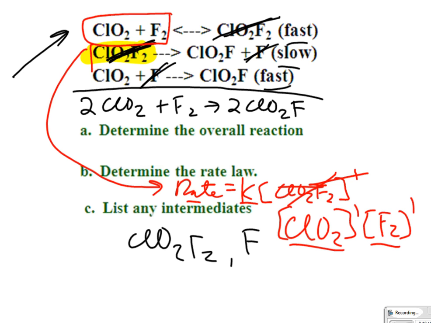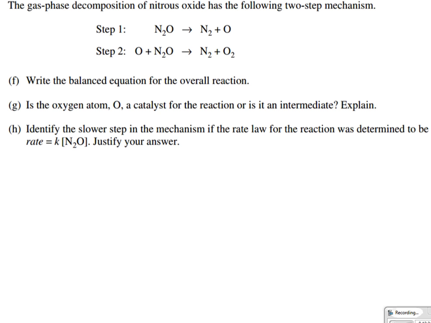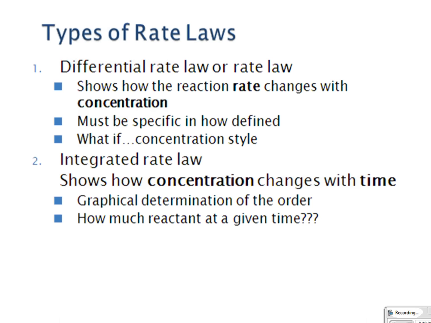I talked to you about a catalyst. Here's how a catalyst looks. Actually, no, I don't think I have one. I thought I had a catalyst problem in there. We just did a bunch of differential rate law problems. We did differential rate law, so it talks about how rate changes the concentration. You're able to give it a specific exponent, and then you can do what if.